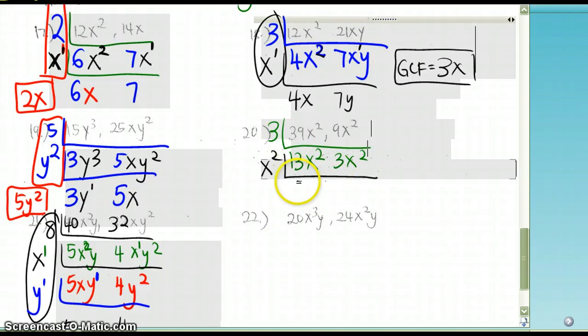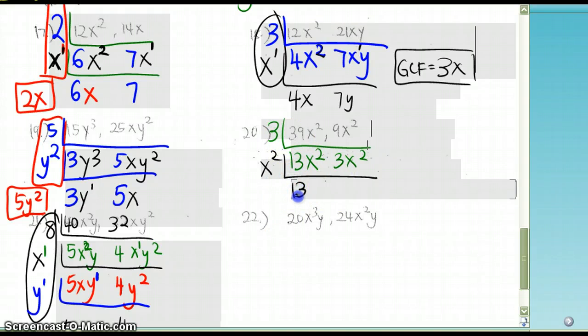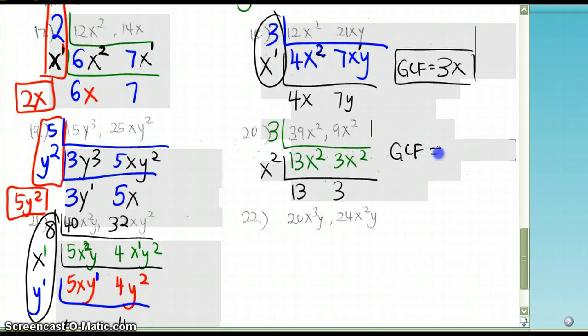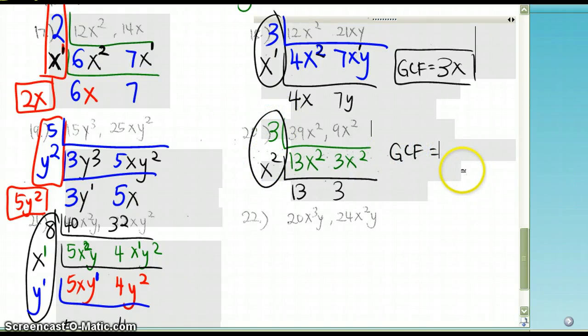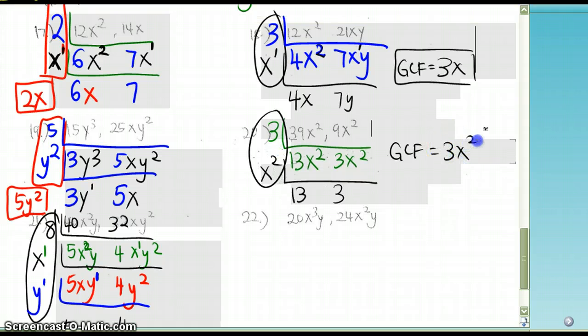When I take that out, both of them leave just the variable, just the coefficient, just the numbers, and I have 13 and 3 underneath. My greatest common factor would be the side numbers, which would be the 3 and the x squared, so I get 3x squared with my GCF with number 20.